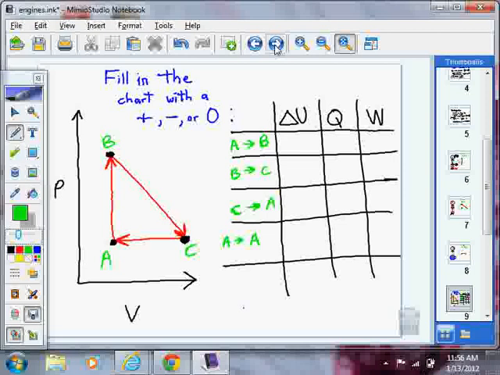And you're like, oh, closed loop. Oh, clockwise. Oh, this must be showing the thermal processes for a heat engine.